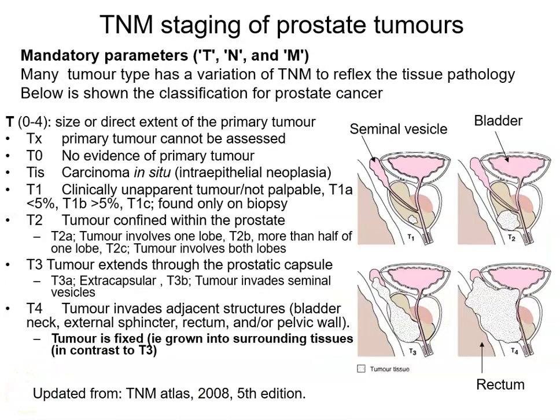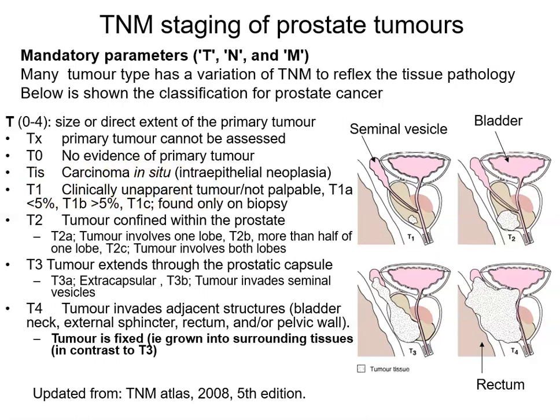Okay, so this slide shows the TNM staging of prostate tumours, and there's a lot of information, but it's a good idea to just be able to follow the general pattern of what is going on. So we're dealing with T0 to 4. So T0 is no evidence of primary tumour. TIS is a carcinoma in situ, so you will be looking at intraepithelial neoplasia, as we saw in the previous video. Then T1 is fully fledged cancer, and basically it's clinically unapparent or not palpable.